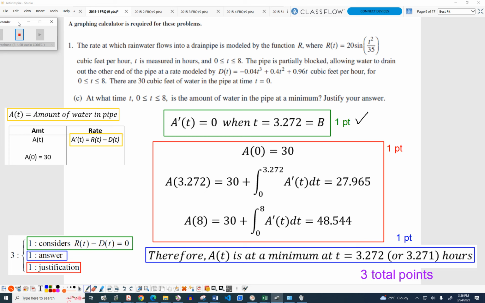They just have the correct answer. They have nothing else but the right answer. Well, they just have A prime is at a minimum at t equals 3 points. And that's all they have? Yeah. So they get 1 out of 3. It's 1 out of 3. We get 1 out of 3.